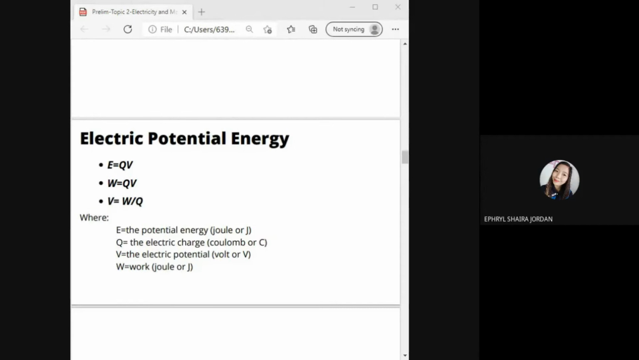Electric potential energy. The formulas for electric potential energy are the following: E is equivalent to QV, W is equivalent to QV, V is equivalent to W over Q, where E is the potential energy, which has a unit of joule, Q is the electric charge in coulomb, V is the electric potential in volt, and W is the work in the unit of joule.